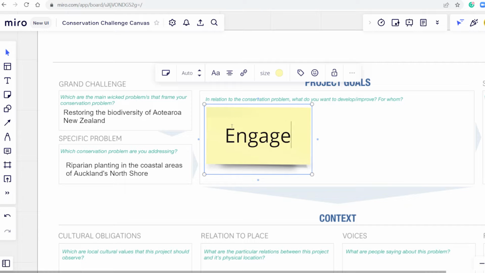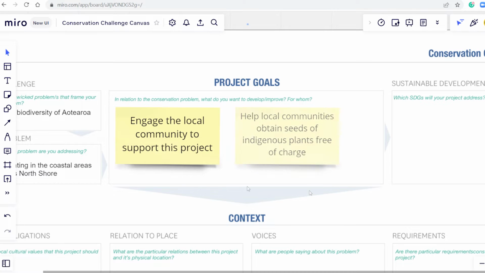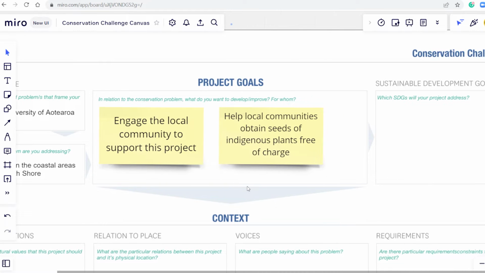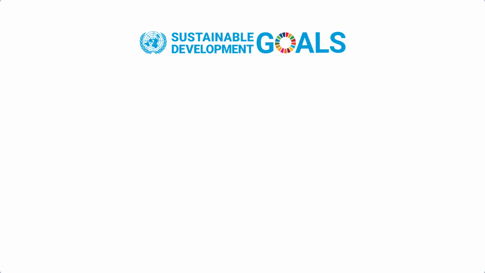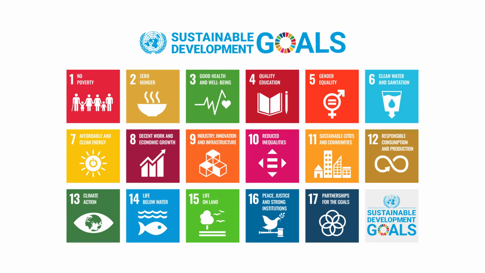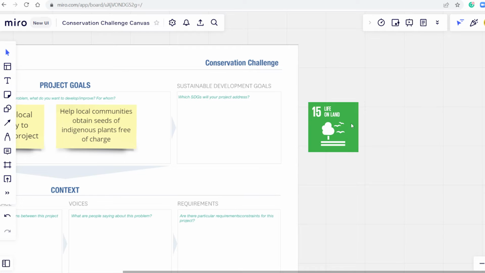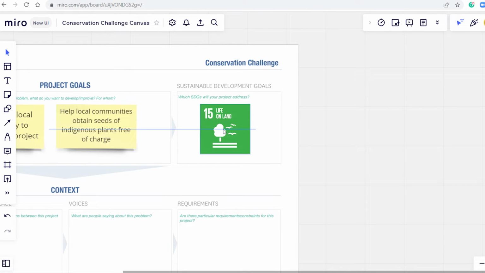For example, engage the local community to support this project, or help local communities obtain seeds of indigenous plants free of charge, if you want to be more specific. Once you agree on your project goals, think about which sustainable development goals this project relates to. The SDGs are a collection of 17 interlinked global goals designed by the United Nations. Aligning with the SDGs will help the team categorize the project and align with a global community. In this case, the most evident SDG would be Life on Land.